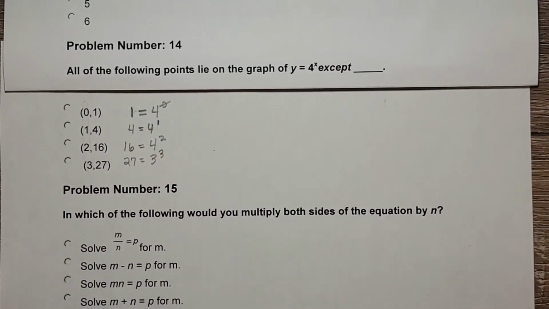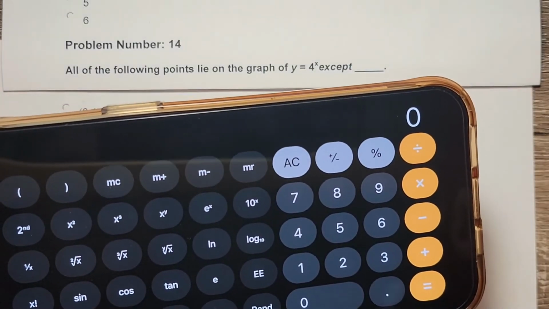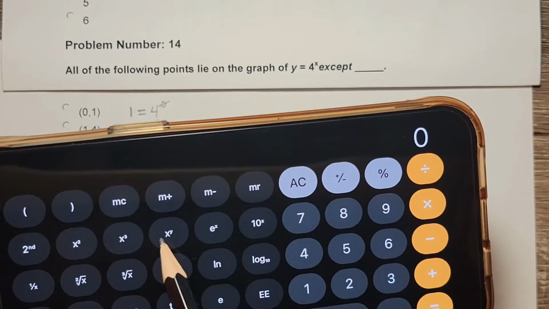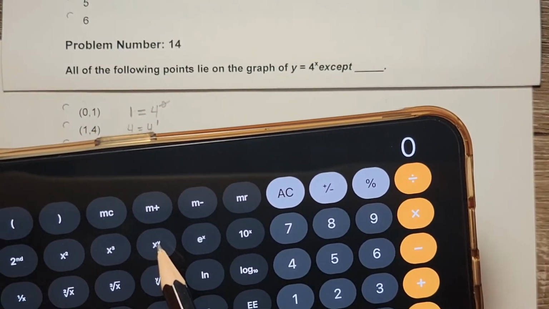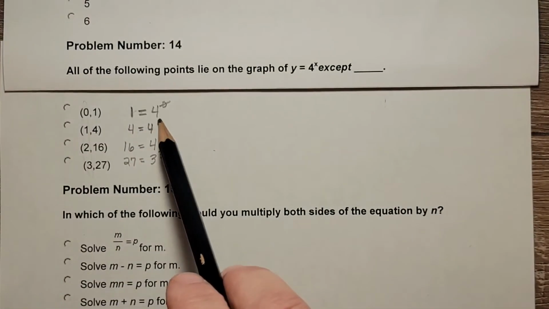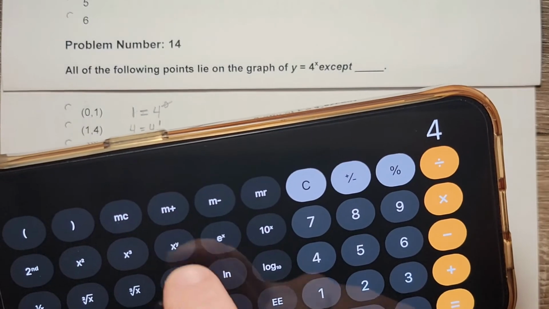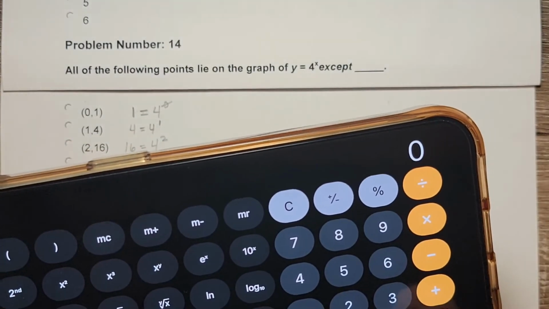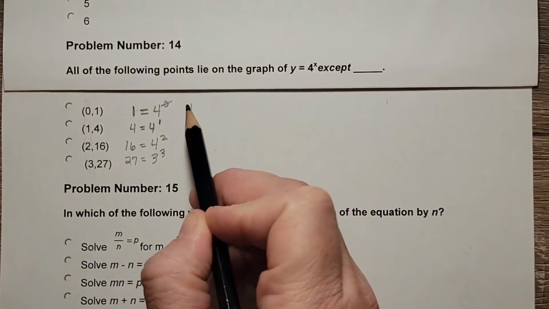So we just have to go through and check each one of these on our calculator. This is where you're going to need your scientific calculator, and you're going to use this button right here to do different exponents. So let's say, what is 4 to the power of 0? 4 to the power of 0 equals 1. So this is true.